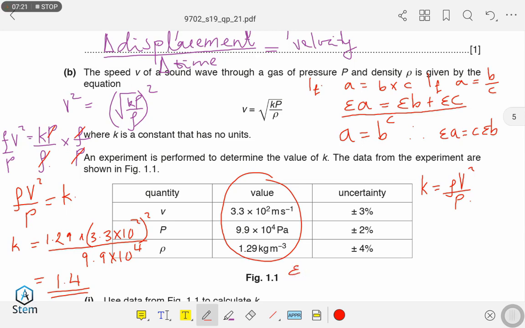Fractional uncertainty in K would be equal to fractional uncertainty in rho plus fractional uncertainty in P plus 2 multiplied by a fractional uncertainty in V. These are the equations that we need to employ.